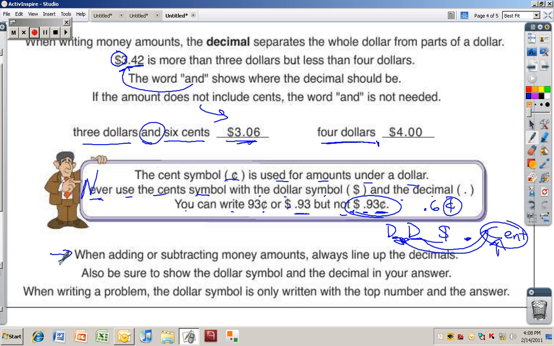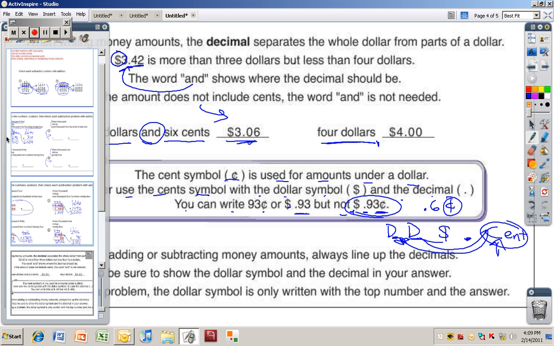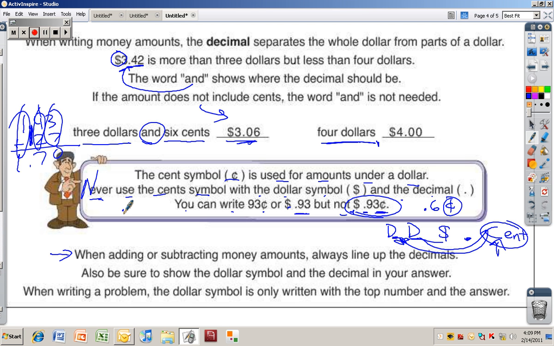Now we go down to the bottom paragraph here. When adding or subtracting money amounts, always line up the decimals. And that means if you have $1.43 and you're adding 27 cents to that, you have to make sure these decimal points are lined up right there so that when you are adding, you get the right numbers added together, that these are the pennies, those are the dimes, and these are the dollars. Okay. When writing a problem, the dollar symbol is only written with the top number and the answer.